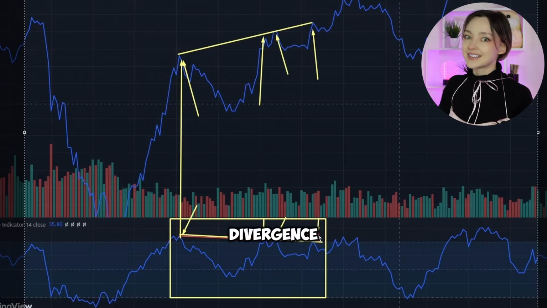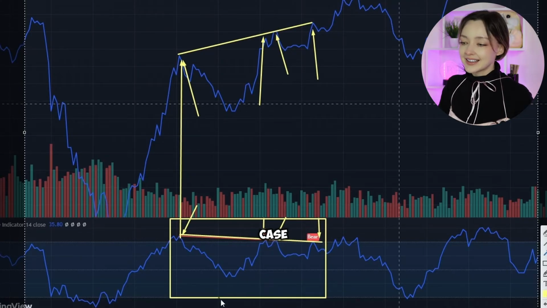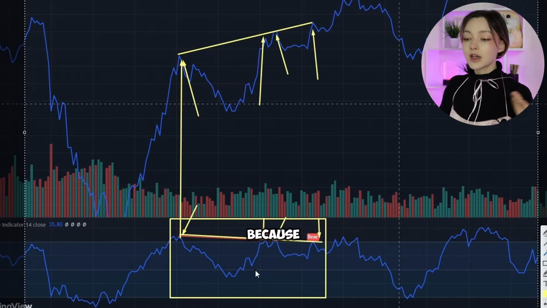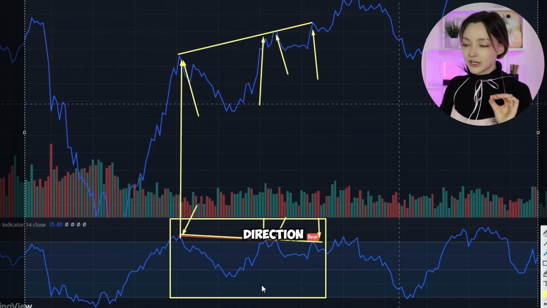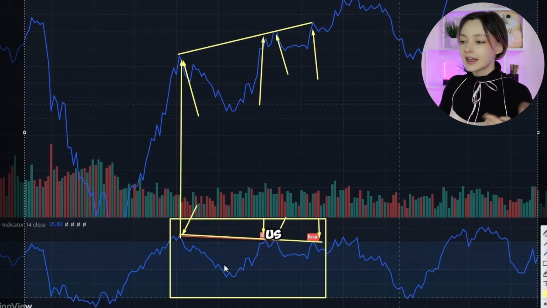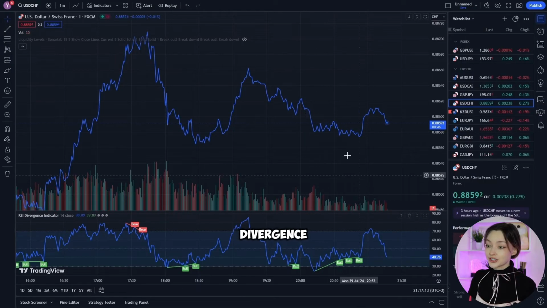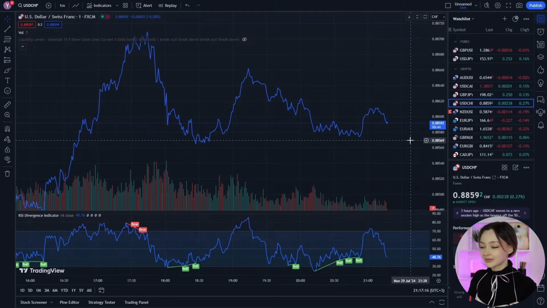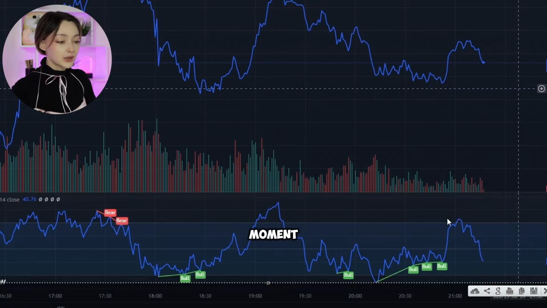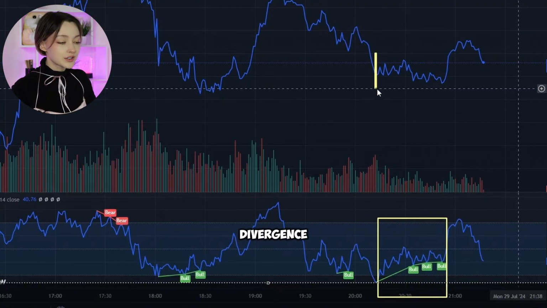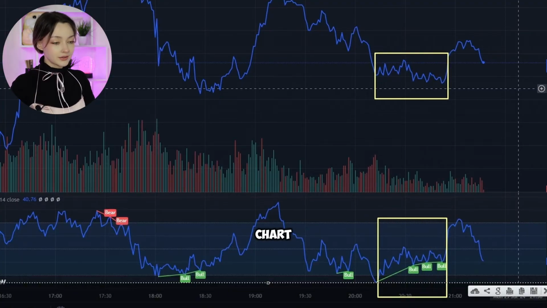That was our divergence. In that case, I would open a trade downwards because we open the trade in the direction the indicator is showing us, which is downwards in this case. Basically, I hope everything's clear so far. Now let's look for an example of a bullish divergence. At this moment, we have seen a bullish divergence. This is what it looks like in the chart.